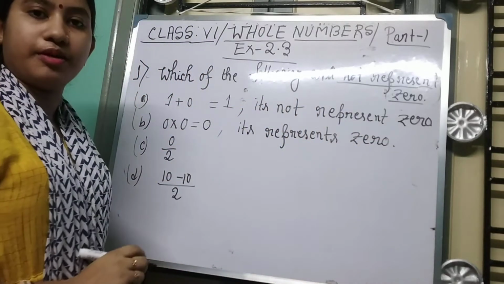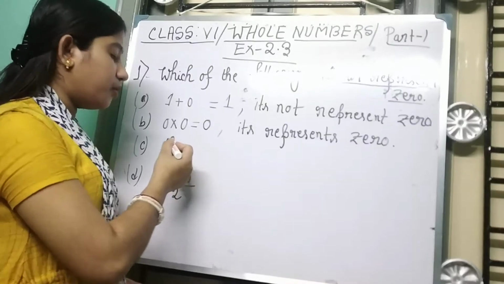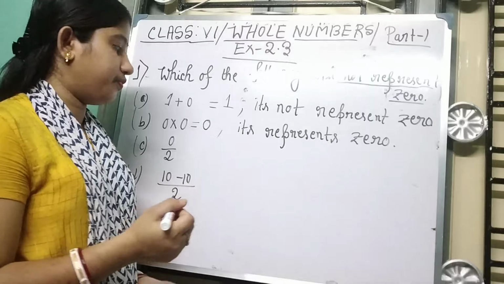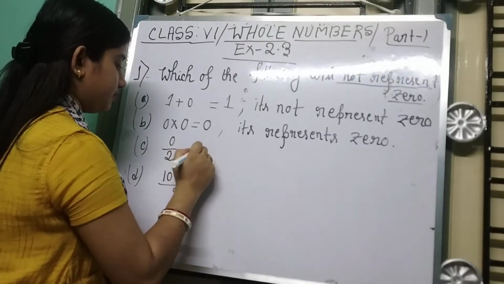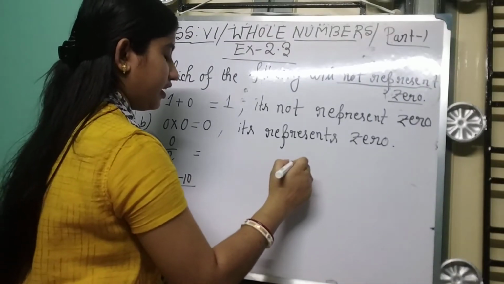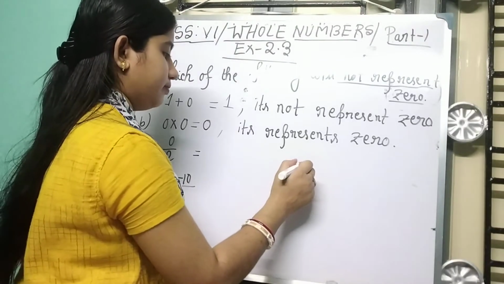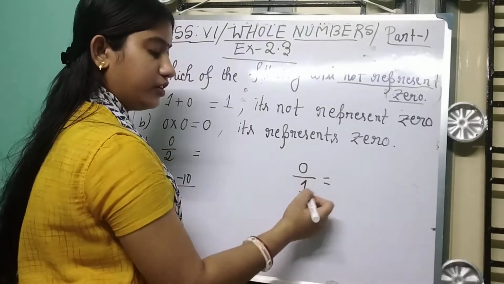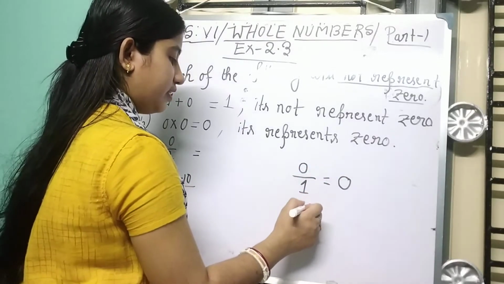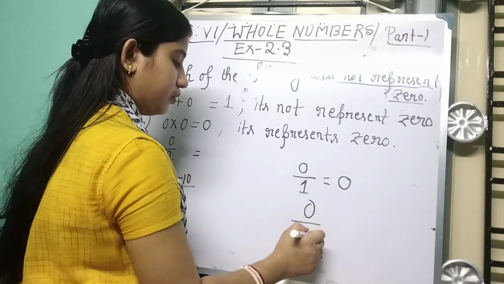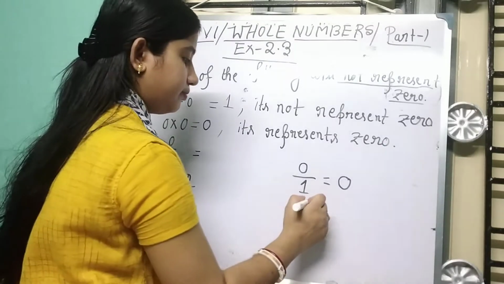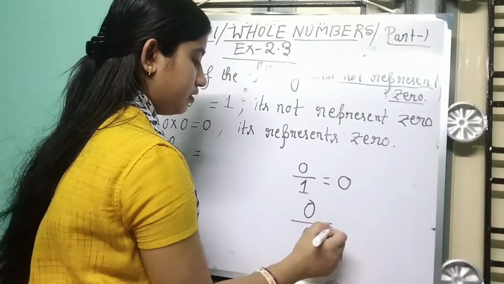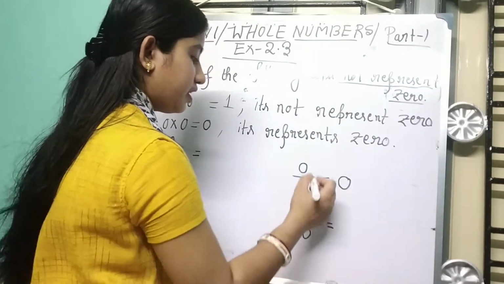Now next we check option C. Here given 0 by 2. That means we divide 0 by 2. So if we divide 0 by 1, that means this equals 0. If we divide 0 by 0, that means this is called undefined.